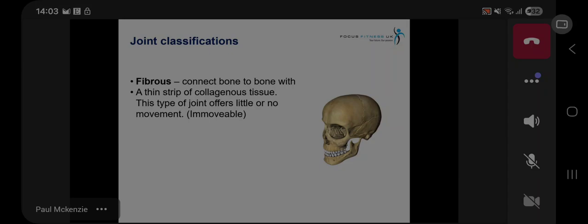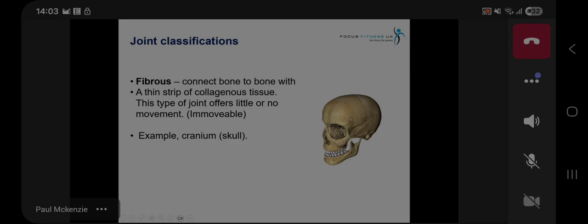They are a thin strip of collagenous tissue. This type of joint offers little or no movement, so it's also known as an immovable joint. Examples are in the cranium. If you look along here, these lines are called sutures. And that's where we find these immovable joints.